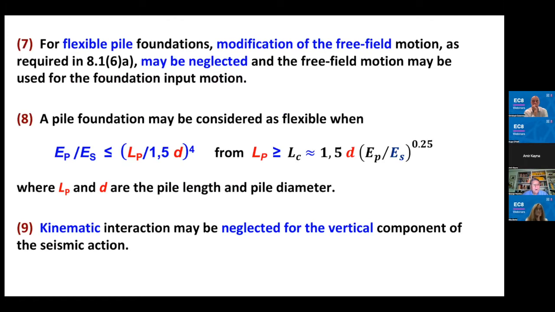All right. For flexible piles, modification can be neglected. Now, even the previous one could be neglected, but this says it may be neglected for the free field motion. Okay. And what are flexible piles? These two together should have been one, but it's two separate clauses.